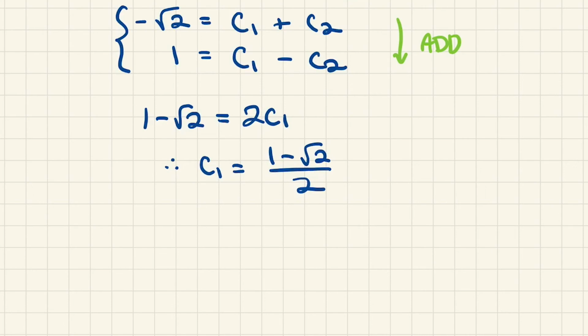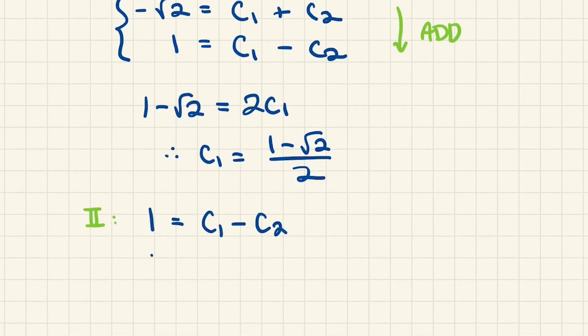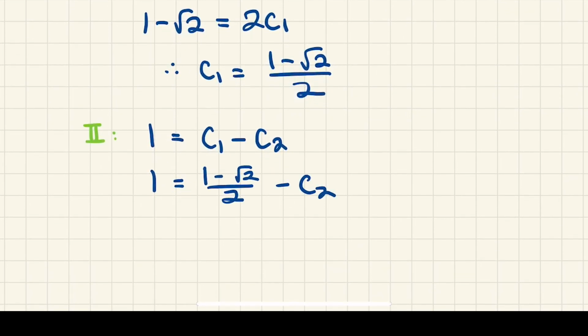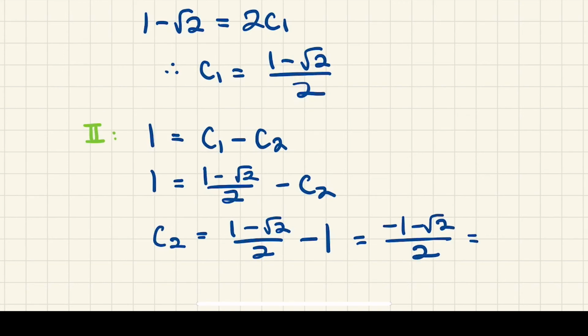So hopping over to equation 2 at this point, knowing our value of C1, we can say that 1 is equal to, well, here's the original equation 2, and now we replace C1. So we can see what C2 is. C2 is 1 minus rad 2 over 2 minus 1, which would be negative 1 minus rad 2 all over 2, or negative 1 plus root 2 over 2.